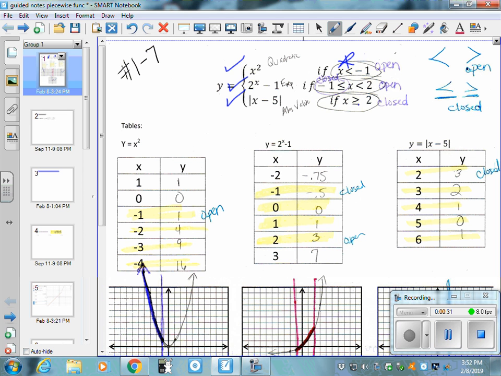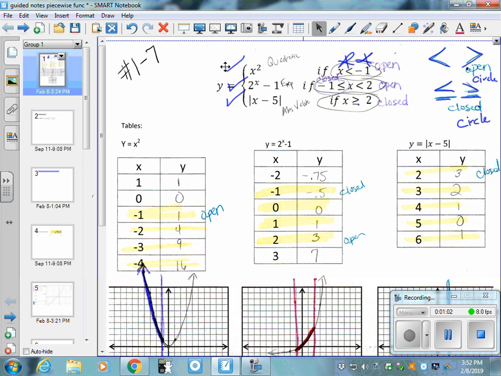These things over here are your restrictions, and we have less than, greater than, that would be an open circle. We have a less than or equal to, or greater than or equal to, that's a closed circle when we're doing these restrictions. So the first restriction is x less than -1. The second one is -1 less than or equal to x less than 2, x greater than or equal to 2. So we have y equals x squared.